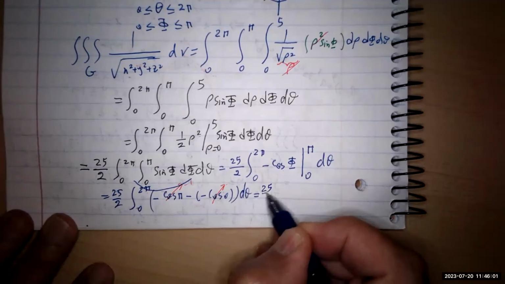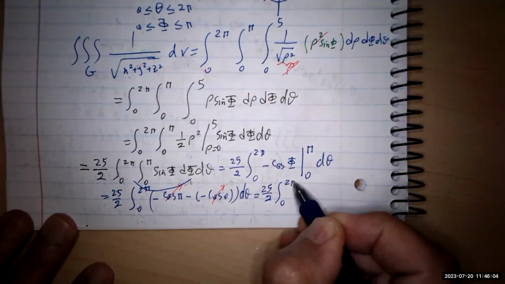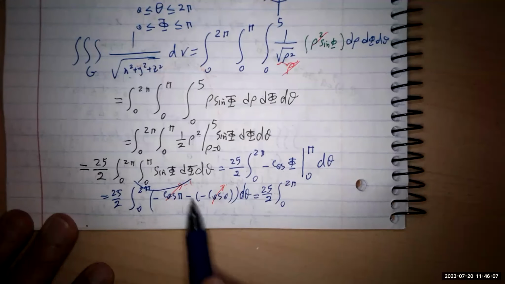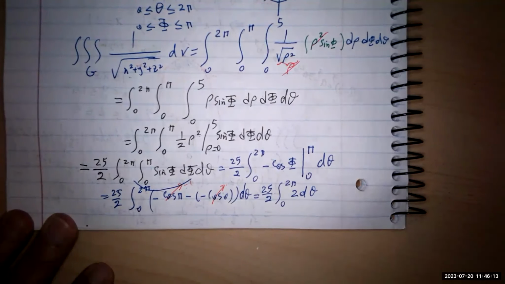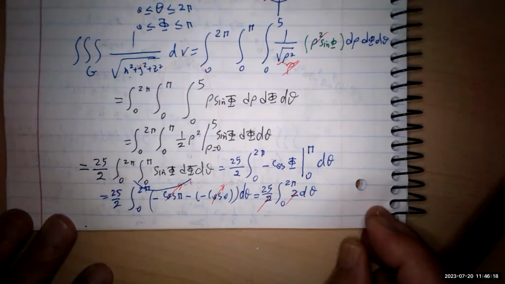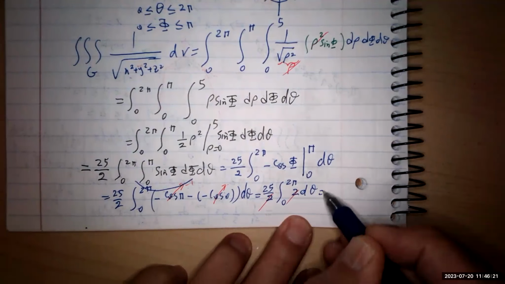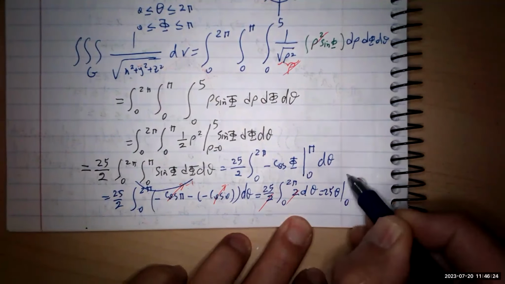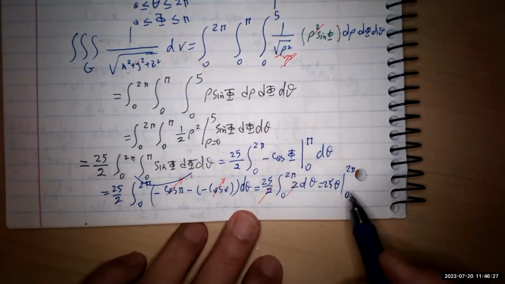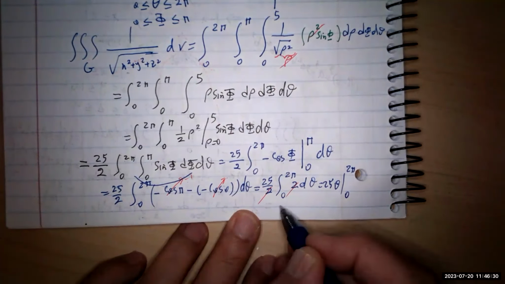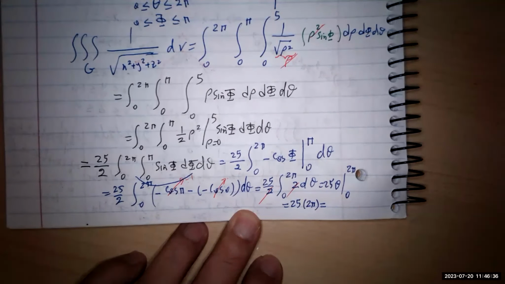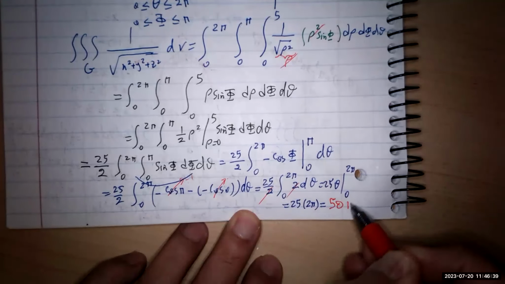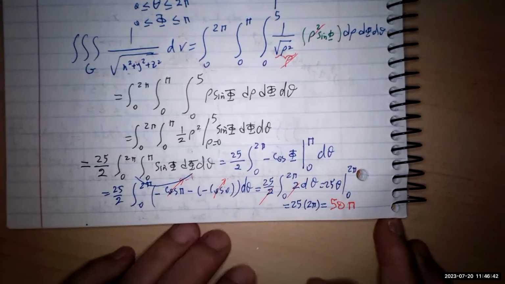So it's 25 over 2, 0 to 2 pi, and because the negative would be positive, that gives you 2 d theta. These 2 would cancel out. You integrate the leftover, that gives you 25 theta from 0 to 2 pi. For the 0, we get nothing, and for 25, you get 25 times 2 pi. So the final answer is 50 pi.